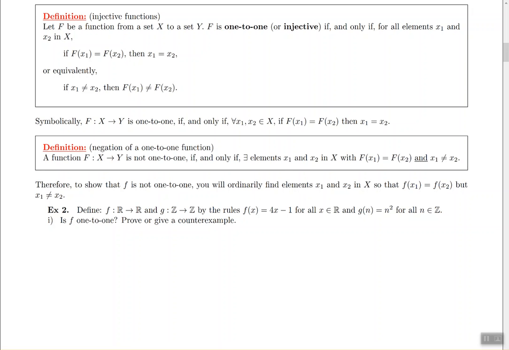The next topic here is about injective functions. Sometimes instead of using the word injective, I will be using the words one-to-one. So injective and one-to-one are identical terms. They mean the same thing.